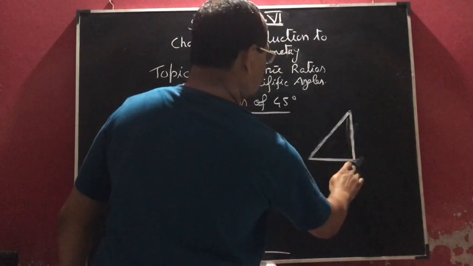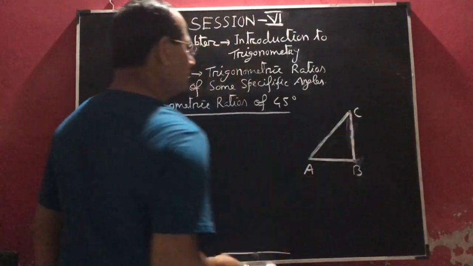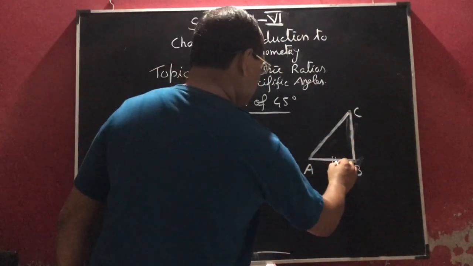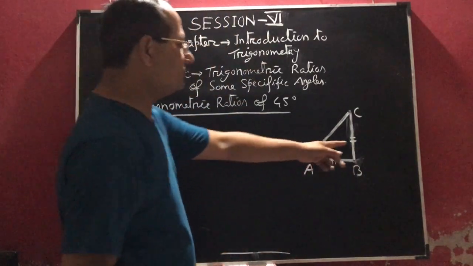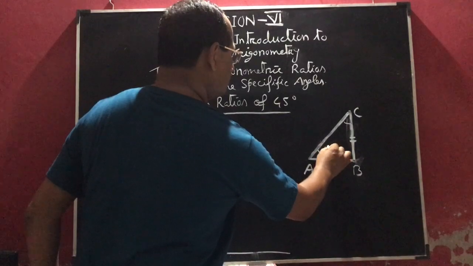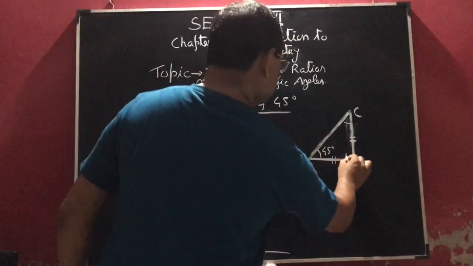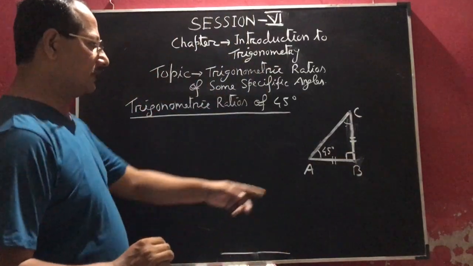Suppose this is B, this is A, and this is C. The isosceles means these two sides are equal. If these two sides are equal, then these angles are equal. This is 45 degree and this is 45 degree, because it is 90 degree. These are two acute angles.